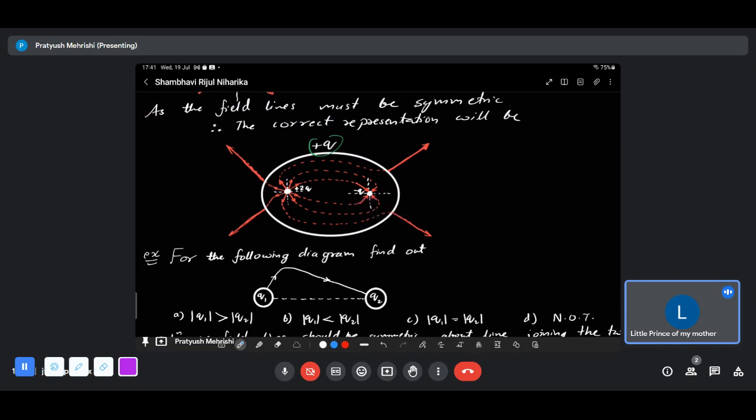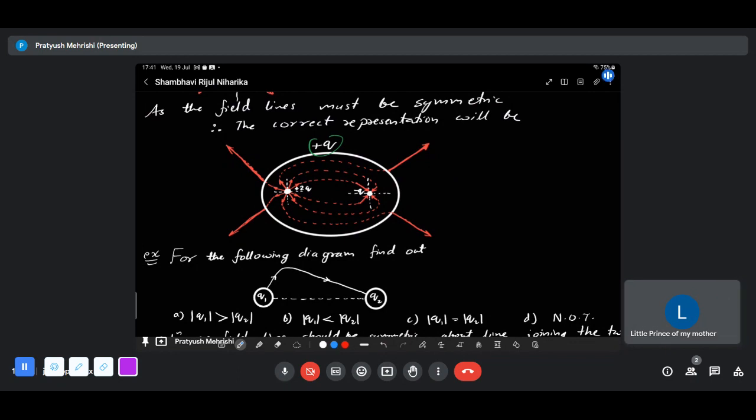Sir, Q2 is greater than Q1, we can say. Q2 is greater than Q1, is it? Yes, sir. Why? Because if you can see the figure, the electric lines are rapidly attracted by Q2, we can say. Very good, very good.